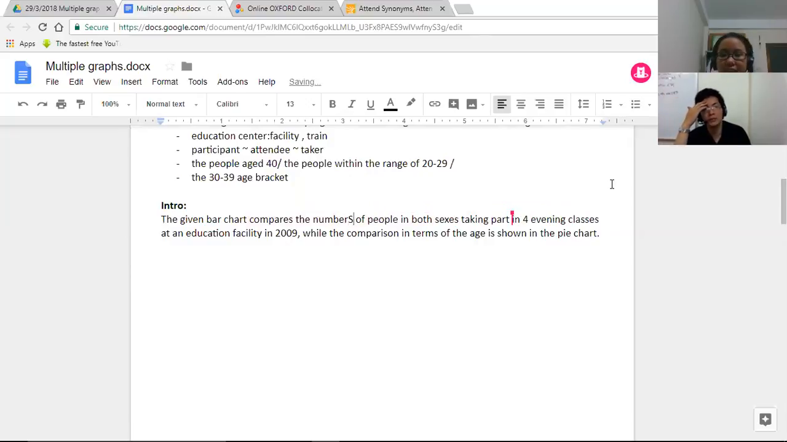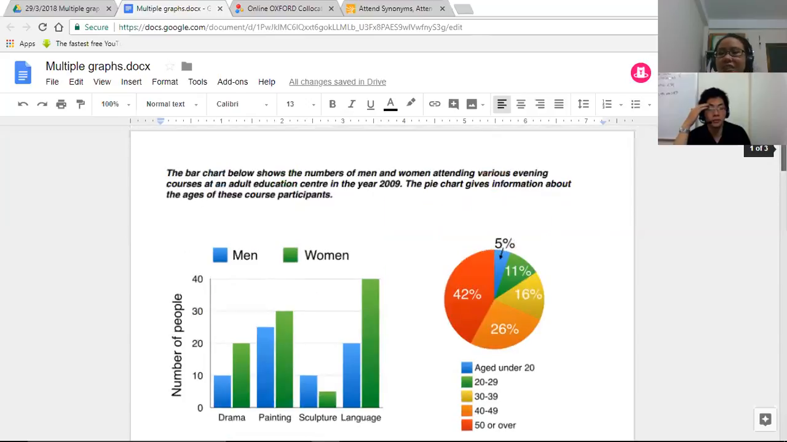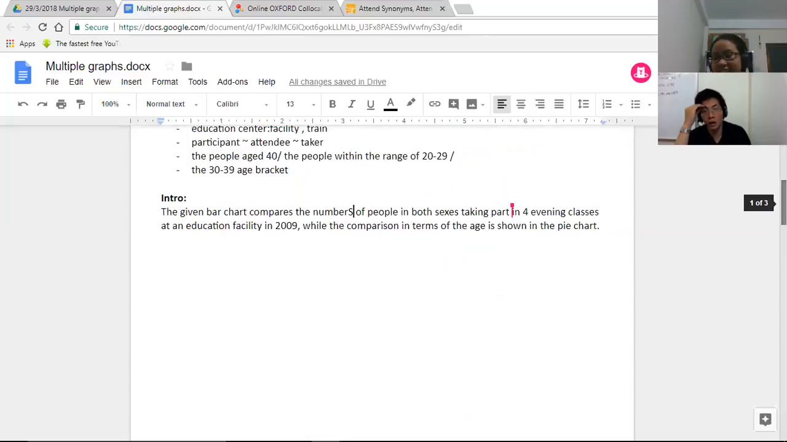Actually, it's the numbers. You see the task here? Very, very minor mistake, but it's a lot of numbers. Compare the numbers of people of both sexes taking part in 4 evening classes at an education facility in 2009. Now everything is fine because you have omitted the last part, so your sentence looks more concise. It just sounds better.